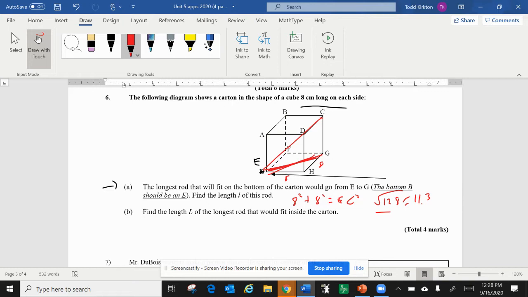Find the length of the longest rod that would fit inside the carton. So now we're talking about this distance here. So I'm going to do Pythagorean theorem again because there's another right triangle. So I know this side is 8. I just found the bottom, which is why I would suggest leaving it as a radical. And this CE, or whatever you want to call that side. So 64 plus 128 equals C squared. You end up getting square root of 192, which is 13.9.